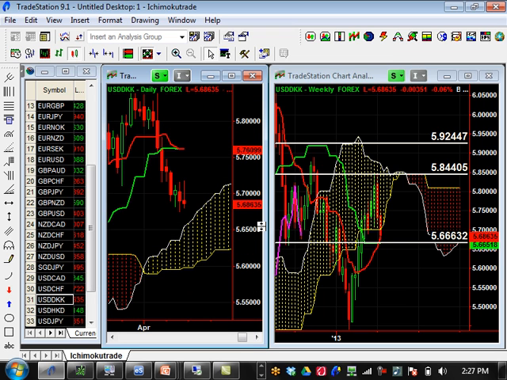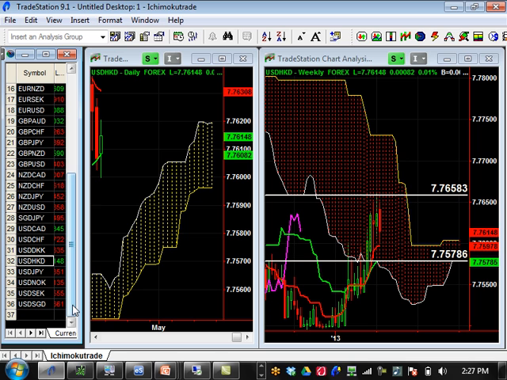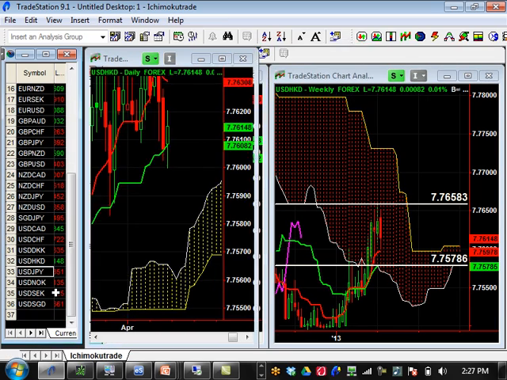USDKK is basically ranging between 66.63 and 84.40. Nothing going on there. US Hong Kong is basically ranging between, if you look here, 75.78 and 76.58. So that's the two ranges there.